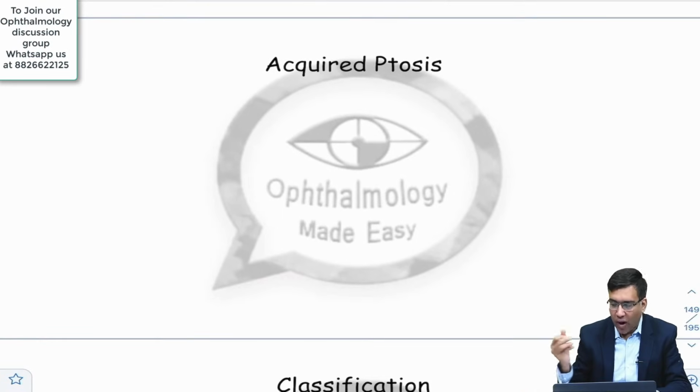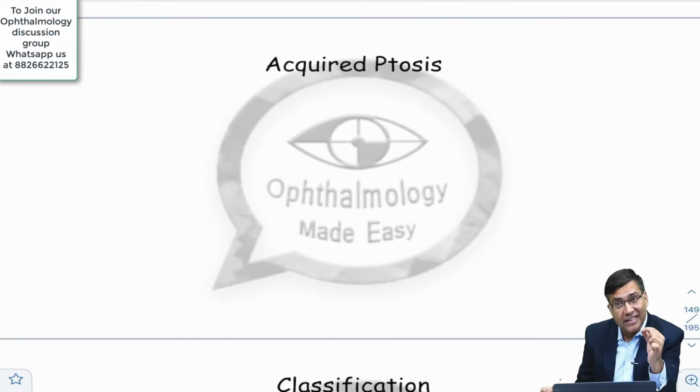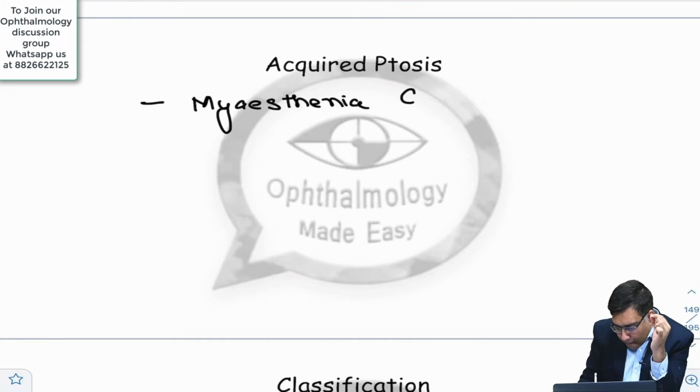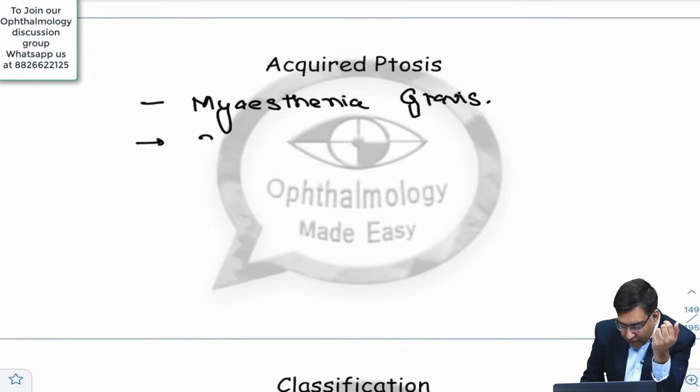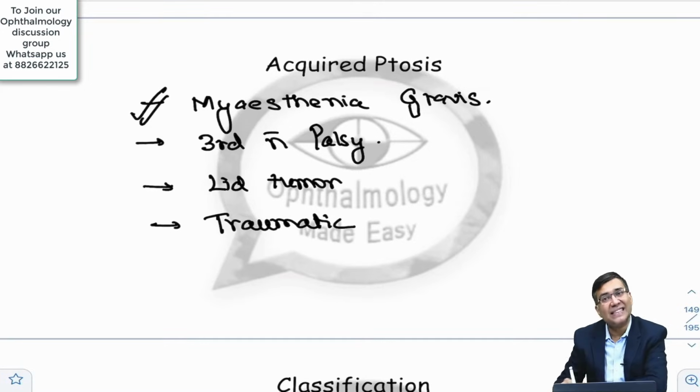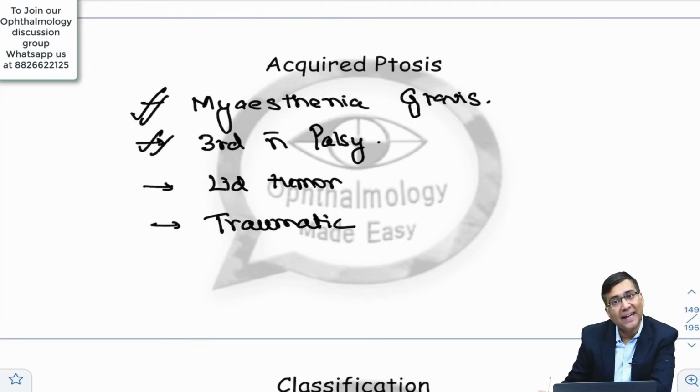Let's talk about the acquired ptosis. Acquired ptosis, the most important reason that you have to remember is myasthenia gravis. As I told you, it can be there after a third nerve palsy as well. It can be due to any mechanical effect due to lid tumors. Sometimes it can be traumatic as well. So the most important ones that you have to remember are myasthenia gravis and the acquired third nerve palsy as the cause of the acquired ptosis.